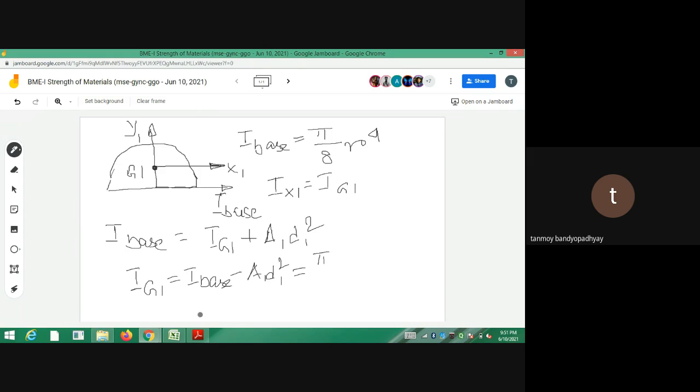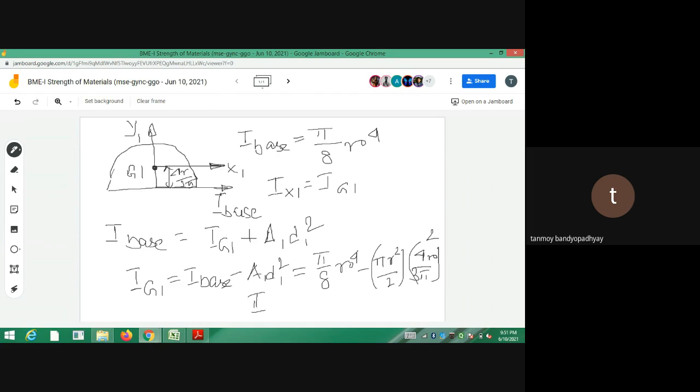So what is the value of I base? It is pi by 8 into r to the power 4 minus the area of the semicircle, which is pi r square by 2, into the distance between the two axes. This is the axis passing through the base, and this is about its CG. We know the distance of the centroid of a semicircle from the base is 4r divided by 3 pi. If I put the value of 4r by 3 pi here, I can derive the formula for IG1.